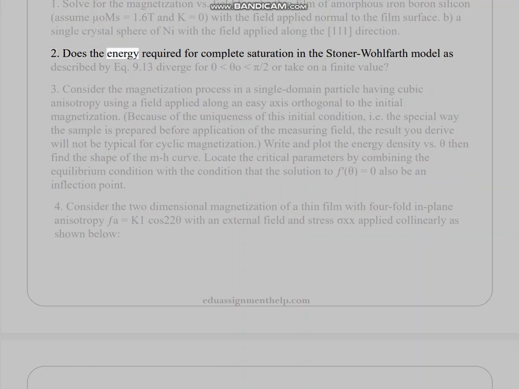2. Does the energy required for complete saturation in the Stoner-Wolfarth model, as described by EQ 9.13, diverge for 0 < theta < pi/2 or take on a finite value?